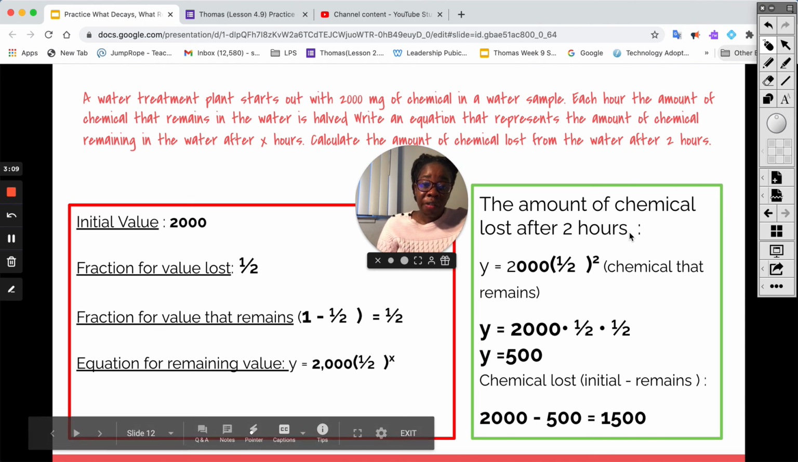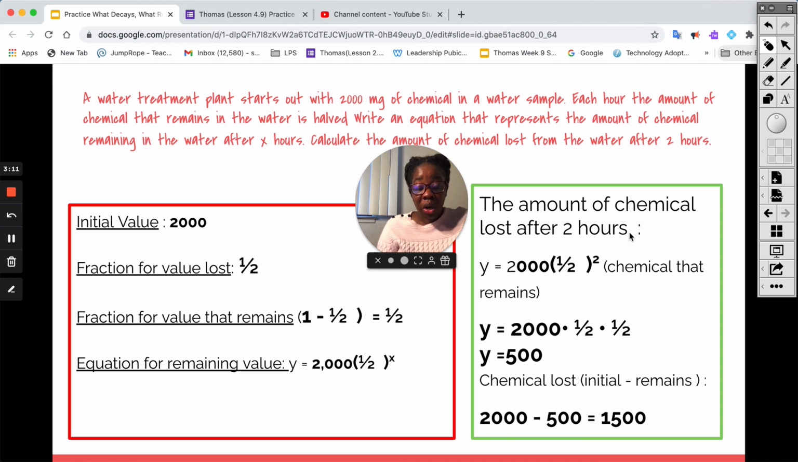So in order to find out how much chemical was lost, we're going to take that 500 milligrams from the initial amount, which was 2,000. So we're seeing that in the space of 2 hours, we had 1,500 milligrams of chemical lost.